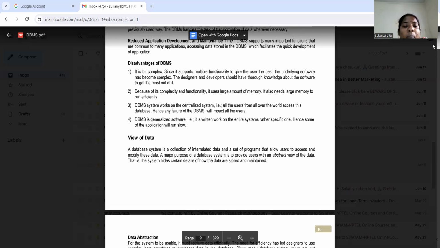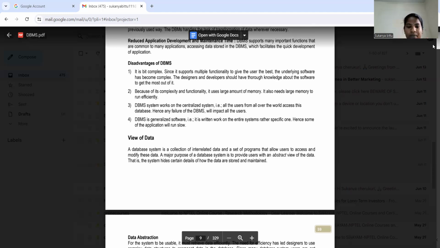Because of its complex functionality, it uses a large amount of memory. It also needs large memory to run efficiently. Next, a DBMS works on a centralized system. All the users from all over the world access the database. Hence, any failure of the DBMS will affect all users. A DBMS is generalized software written to work on the entire system rather than a specific one. Hence, some of the applications will run slowly.